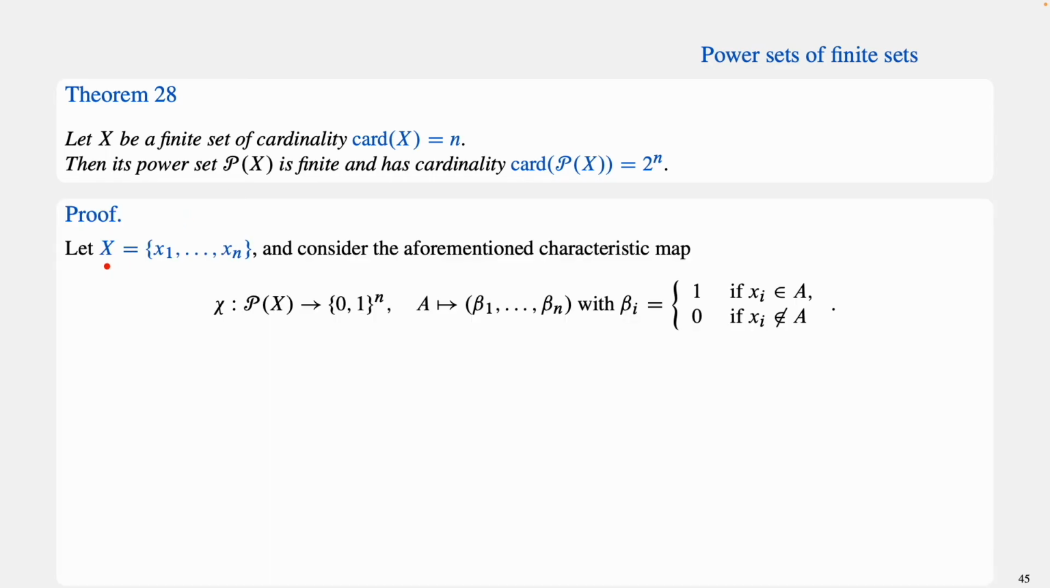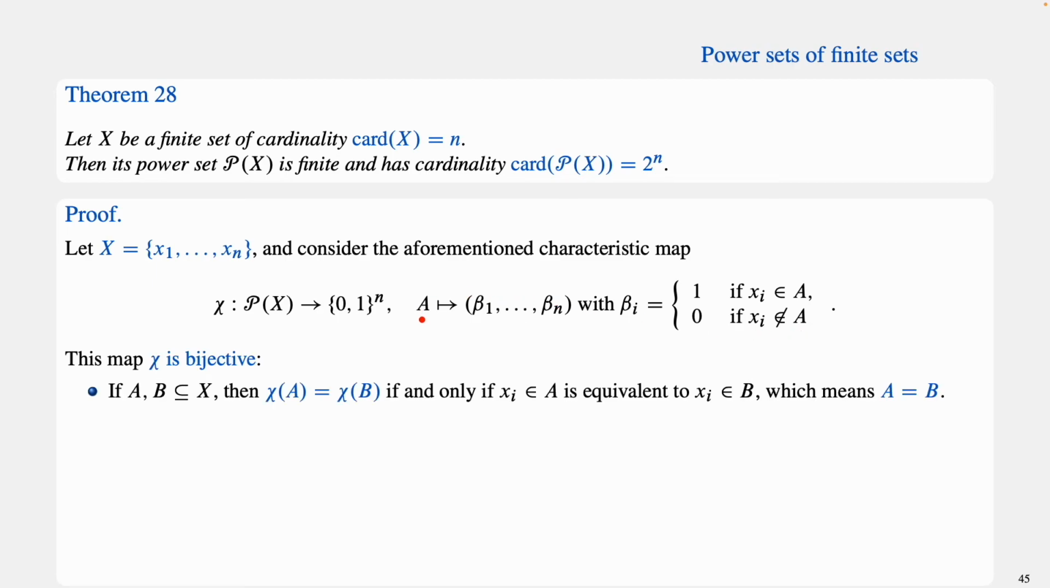For the proof, we write X as follows. We enumerate its elements x1 to xn and consider this characteristic map that I just introduced a moment ago, mapping each subset of X to a bit string where the ith bit is set to 1 if the ith element of X is contained in A, and it's set to 0 if it's not contained in this subset A. We prove that this is bijective.